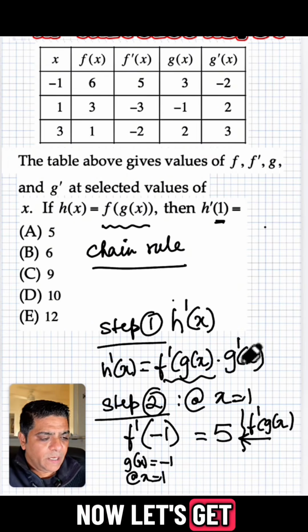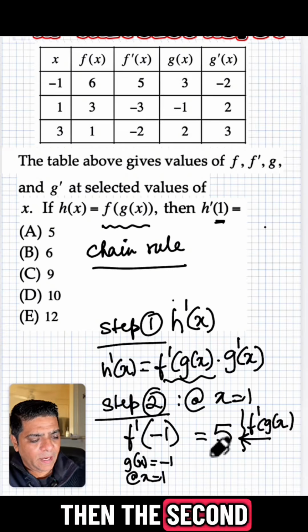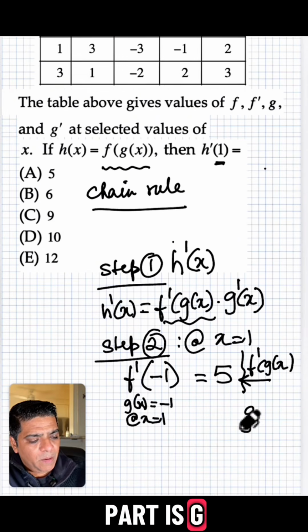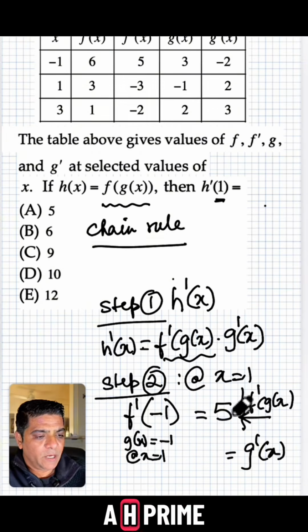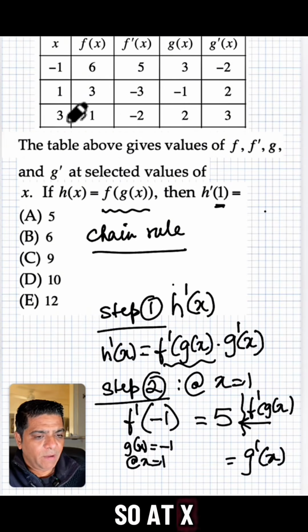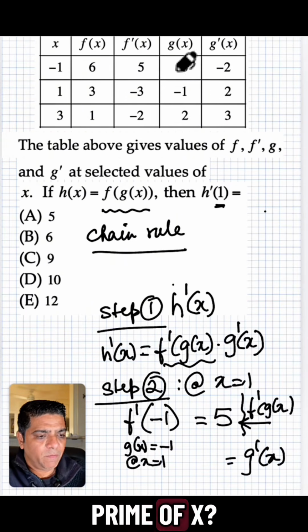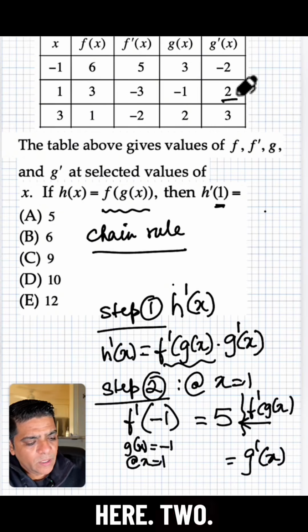Okay, so now let's get to g prime of x. So the second part, g prime of x, is going to be at 1, of course, because we need the prime at x value 1. So at x value 1, what is g prime of x is 2, right here, 2. So this is going to be 2.